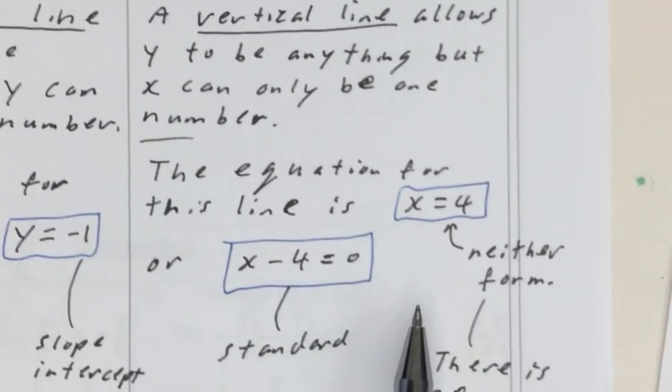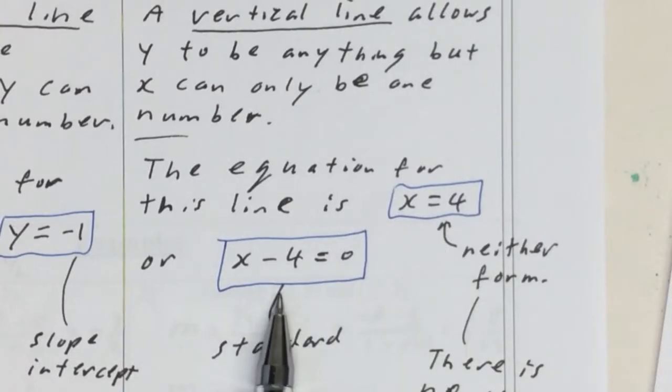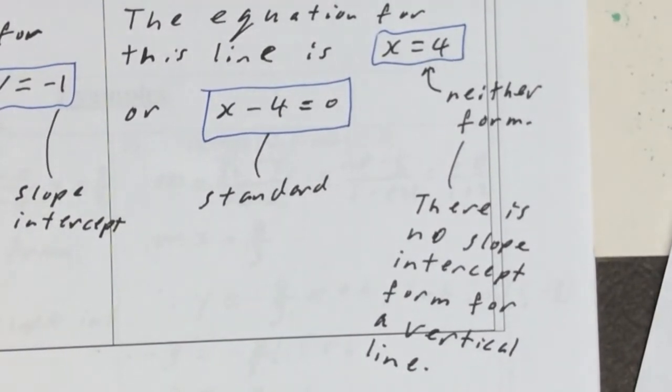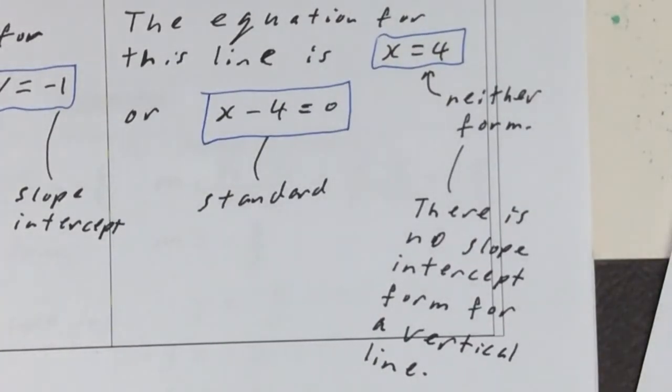So x equals 4. Not either form. It's not slope-intercept or standard form, but you can convert that to standard. There is no slope-intercept form for this. Okay. That's it for determining equation of a line from a graph.